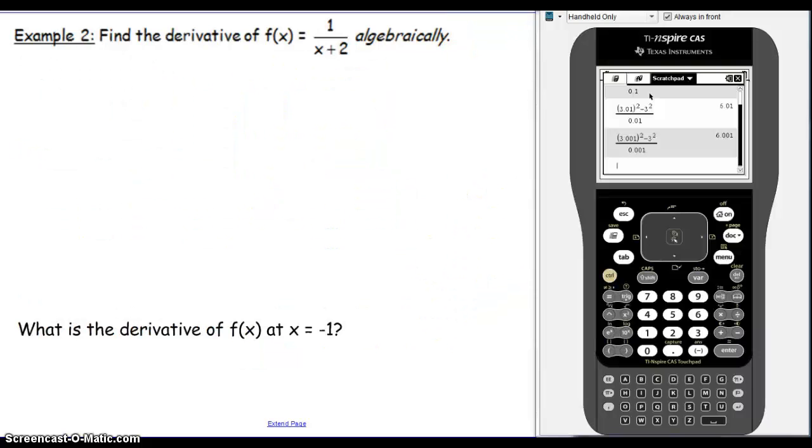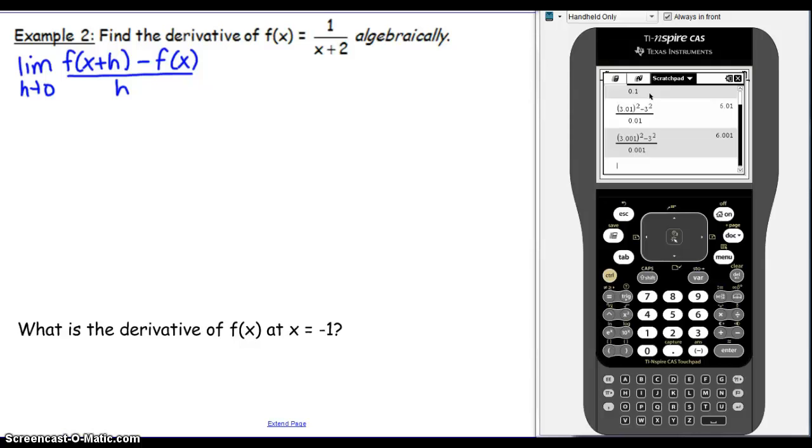I also want to look at an example where you have a fraction for a function, because the algebraic method involves a little bit more work. We're still using the same formula. This time they did not give me a point value, so I'm going to use x in the equation instead of a. So I'm going to use f of x plus h minus f of x over h. This is the same formula. It doesn't matter if you call it x or if you call it a.